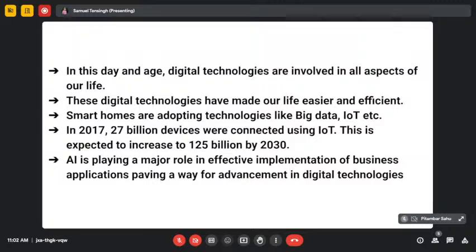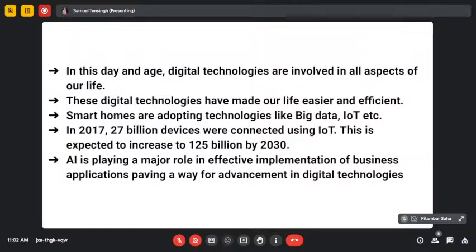Today I wanted to explore more on the IoT ecosystem, where we will talk mainly on the security challenges we have in the IoT ecosystem. As of 2017, 27 billion devices were connected to the internet, but this is expected to increase to 125 billion by 2030. You can see the trend moving forward and the exponential growth which is expected by 2030.